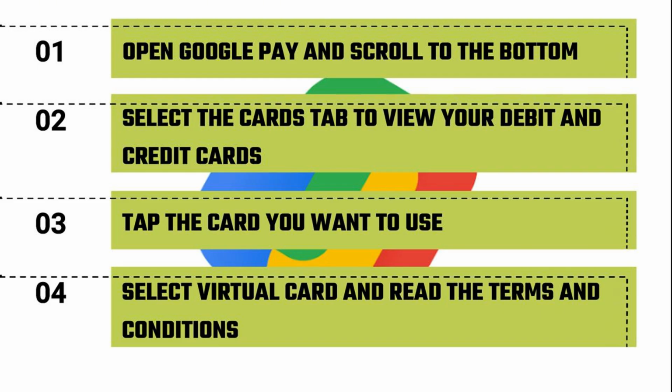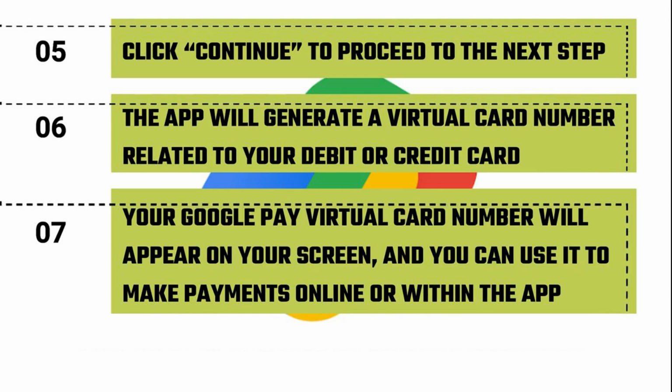First, open the Google Pay app and scroll to the bottom. Select the Cards tab to view your debit and credit cards. Now tap the card you want to use. Next, select the option for the virtual card and read the terms and conditions. Now click Continue to proceed.